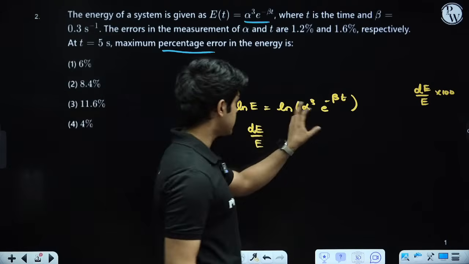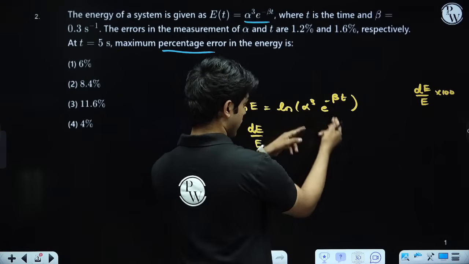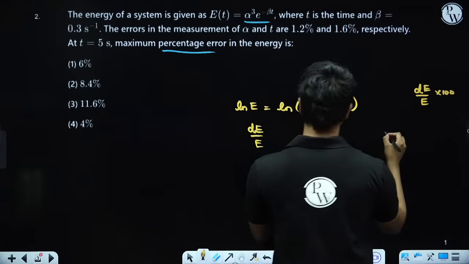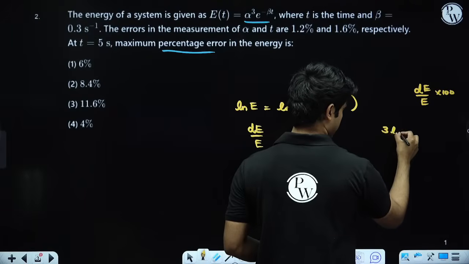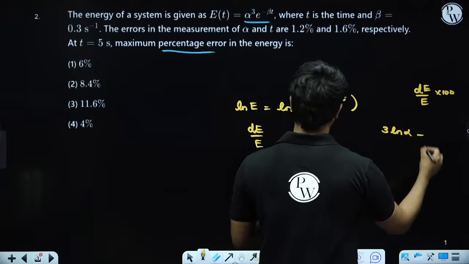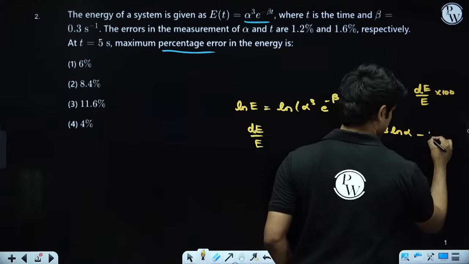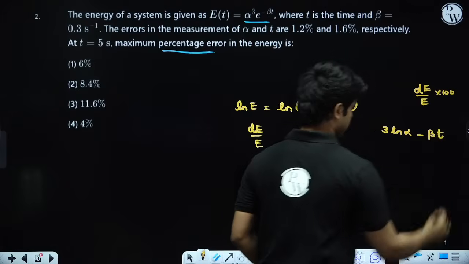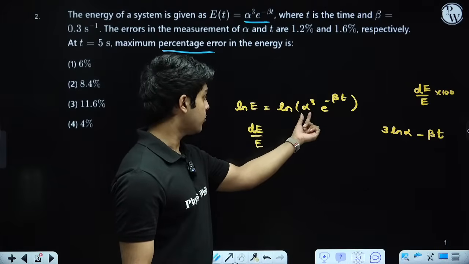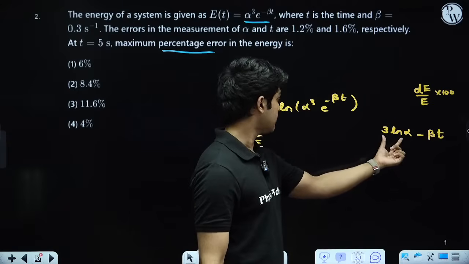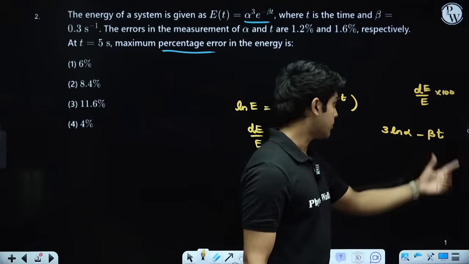Let's simplify the right side a bit. Log of AB we can write as log A plus log B. So this will become log of alpha cube, which we can write as 3 log of alpha, and the next term is log of e to the power minus beta t, which will just become minus beta t. These are just the properties of logarithm.